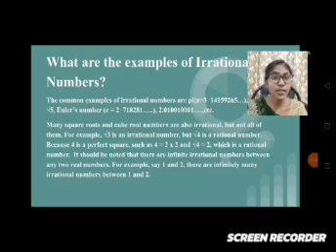It should be noted that there are infinitely many irrational numbers between any two real numbers. For example, say 1 and 2, there are infinitely many irrational numbers between 1 and 2.